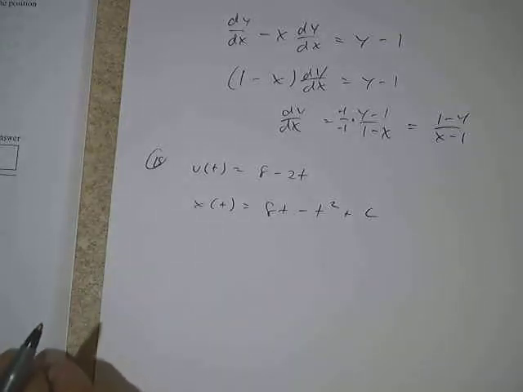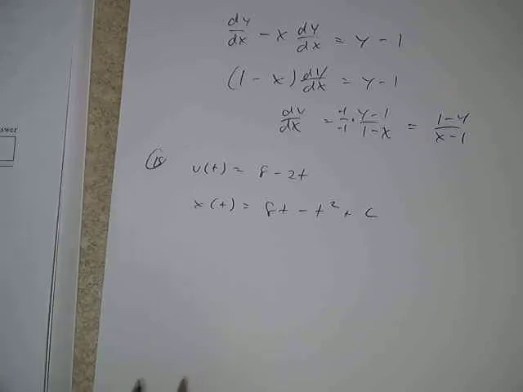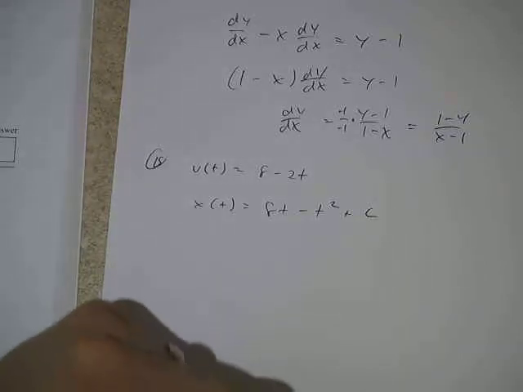Got differentiable functions f and g. 15. Got a velocity equation then. V of t is 8 minus 2t, t greater than or equal to 0, it says. The particle moves upward till it reaches the origin, then moves downward.